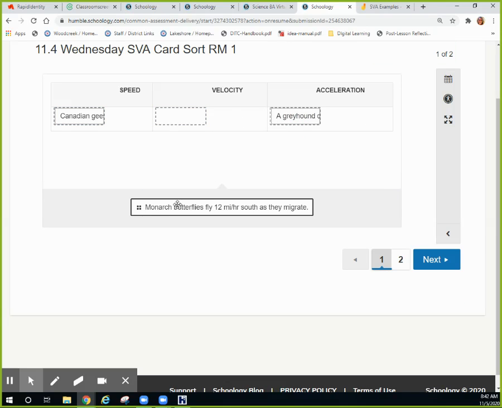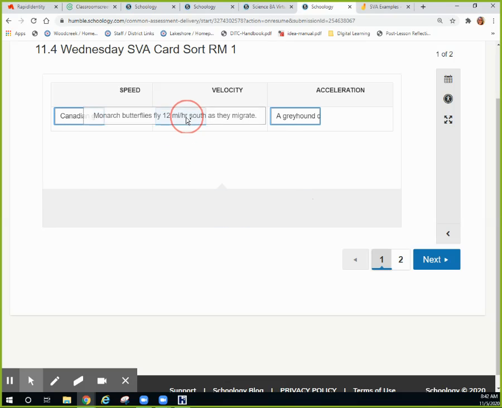And then last but not least, monarch butterflies fly 12 miles per hour south as they migrate. Obviously, this is velocity because it's the last option, but what you need to notice is you have 12 miles per hour, which is the speed, and then it says south. South is the huge giveaway. South tells me that this is velocity because they gave me a direction. These butterflies are going at a certain speed in a certain direction, which is the definition of velocity.